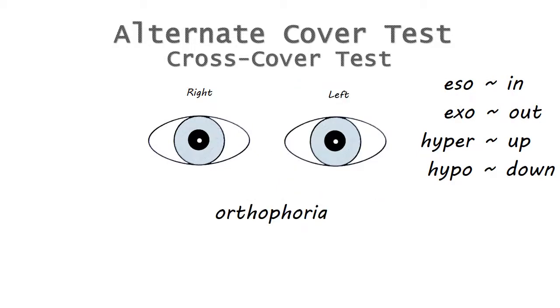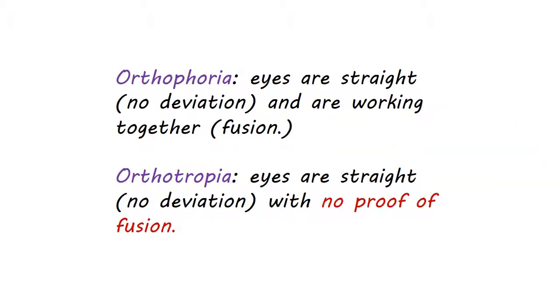And this patient here, I'm not seeing any movement whatsoever. This patient is what is called orthophoric, has orthophoria. Orthophoria and orthotropia are not the same thing. Orthophoria would be what you might call a normal eye. The eyes are straight, no deviation, they're working together, they're maintaining fusion. With orthotropia, the eyes are also straight, there's no deviation, but with the orthotropia, there's no proof of fusion. And that's for another video.